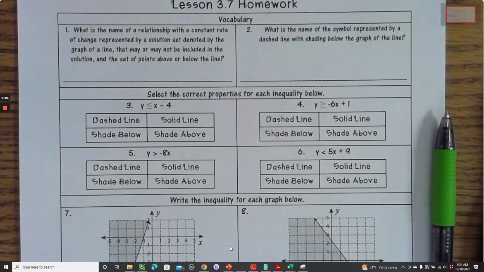This video is for the lesson 3.7 homework. We are looking at inequalities on the coordinate plane today.